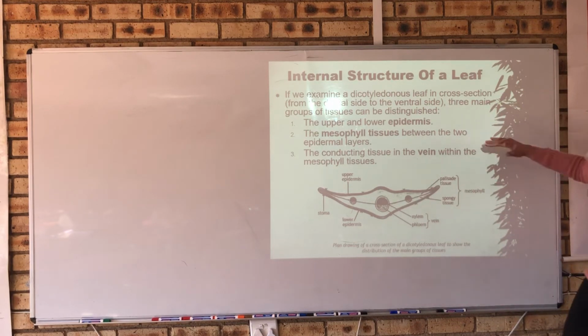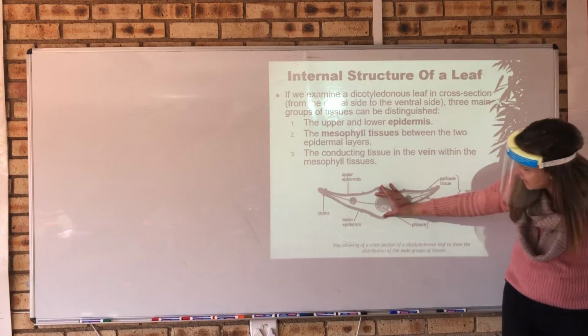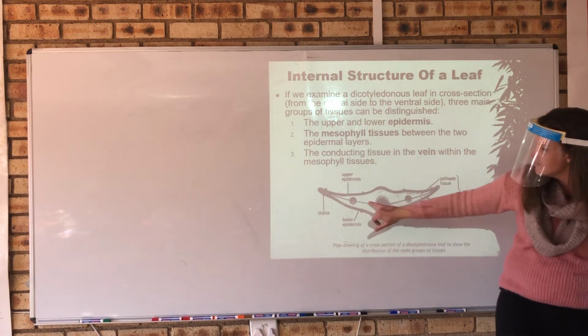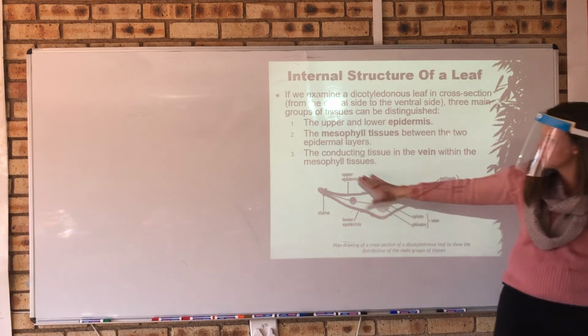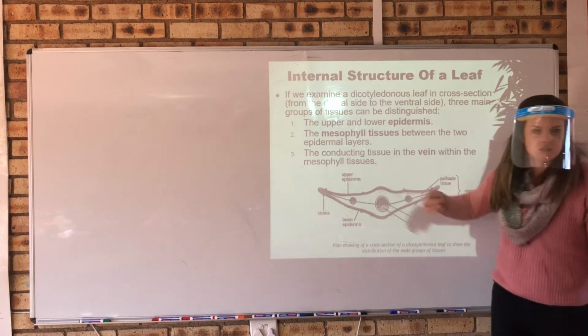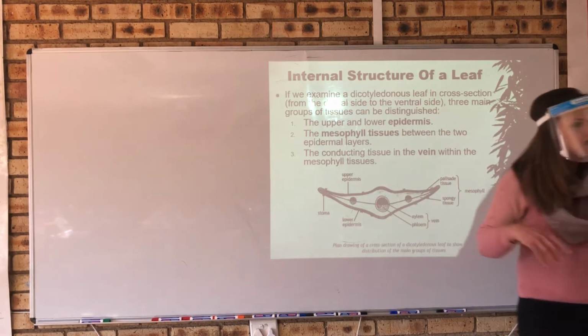There are two main mesophyll tissues. That makes the bulk of the tissue inside of this. Can you see it there? And then we have vascular tissue or conducting tissue. So we have the conducting tissue found inside of the vein within the mesophyll tissue. So there's three main sections that we're going to be looking at as we look at our leaf.